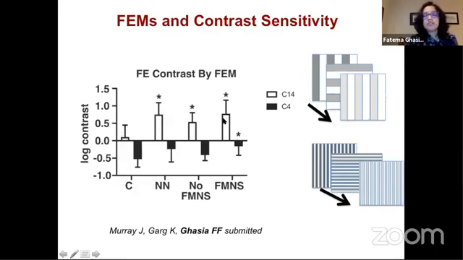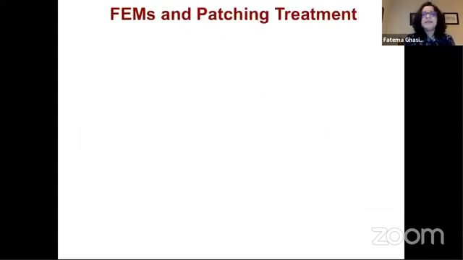In addition, in patients with FMN, the low spatial frequency was also affected. So this shows that the fellow eye of amblyopic patients, both with and without nystagmus, have abnormal contrast sensitivity. Patients with FMN have more deficits compared to the other two groups. Next, I'm going to switch gears and talk about FEM abnormalities and their link to patching treatment.